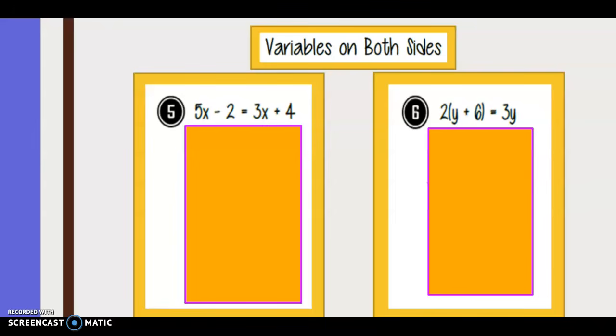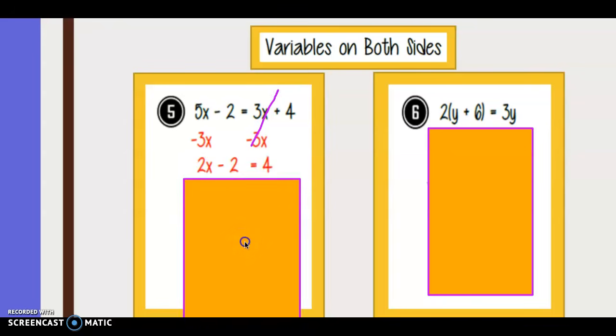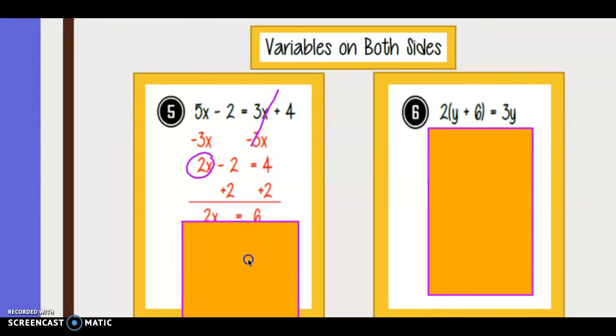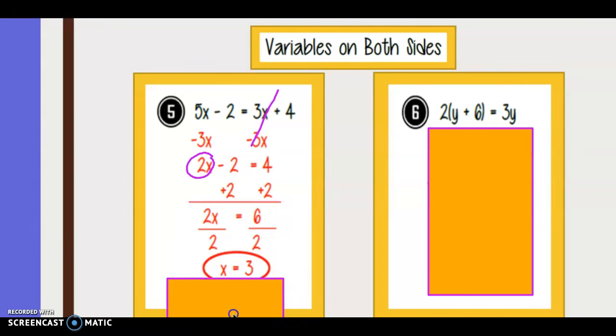Let's check your work. If you moved all your variables to the left, you would have subtracted 3x from both sides. Then these would have canceled each other out. Then you have 2x minus 2 equals 4. Then what you want to do is get the 2x all alone. So you should have added 2 to both sides and get 2x equals 6. You divide by 2, you get x equals 3. How'd you do? Hopefully you did okay. Let's look at my next one.